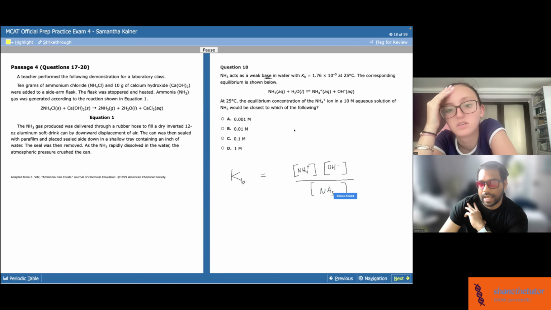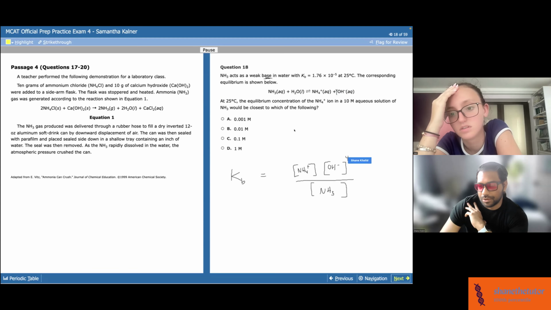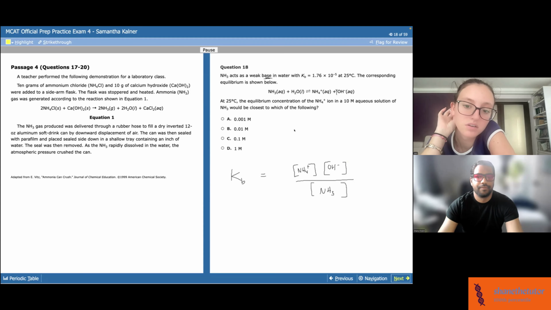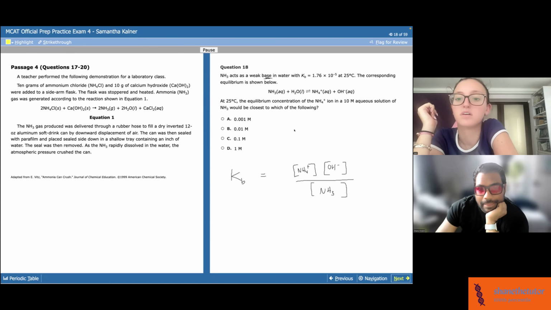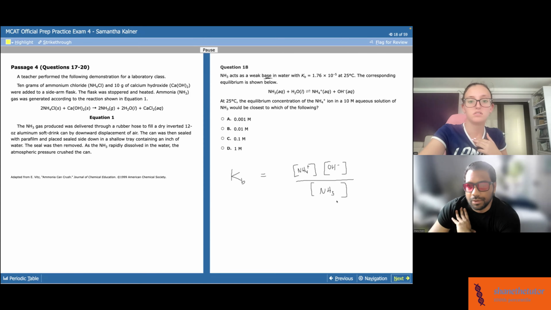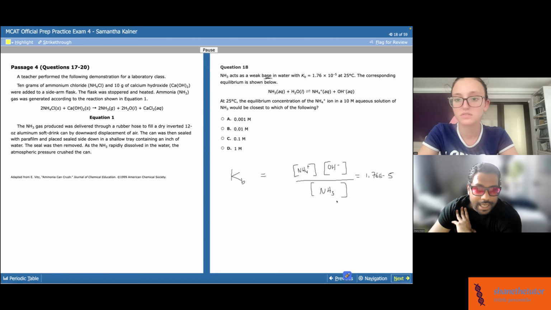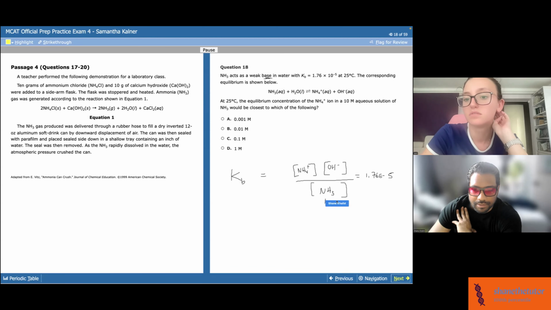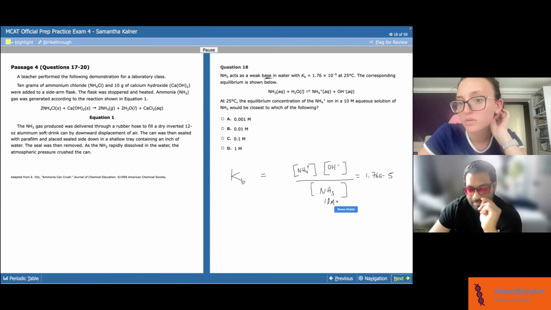Good. And let's say there was like a 4 here, that would turn into an exponent. Okay. Can we cross stuff out? Can we cancel anything? Let's see. So they give us the K_b value, which is 1.76 times 10 to the negative 5. And they give us that the ammonium concentration, 10 molar is the NH3. 10, okay.